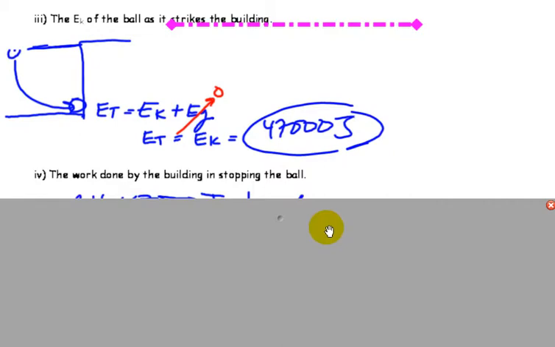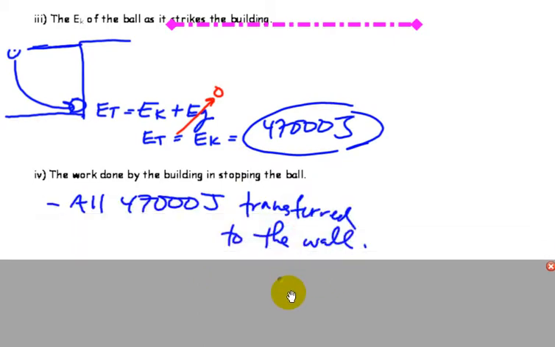The work done by the building in stopping the ball. So work done is the change in energy. The change in energy, of course, is kinetic. So guess what? It's the same thing as well. All 47,000 joules is transferred to the wall.